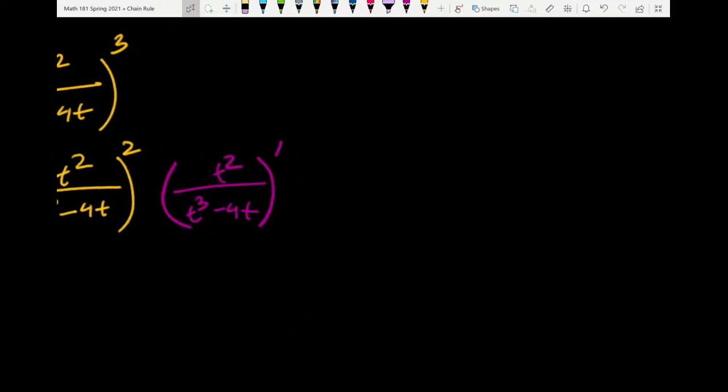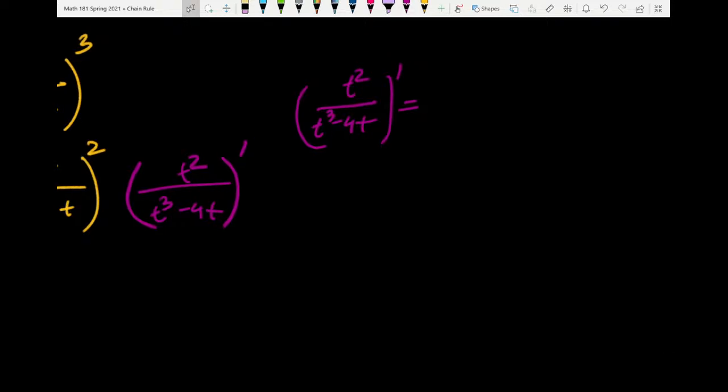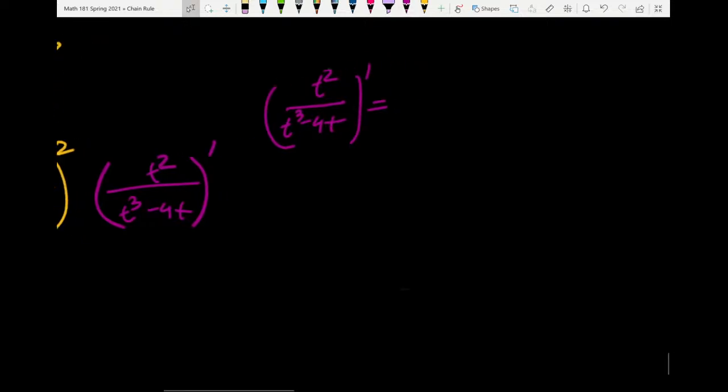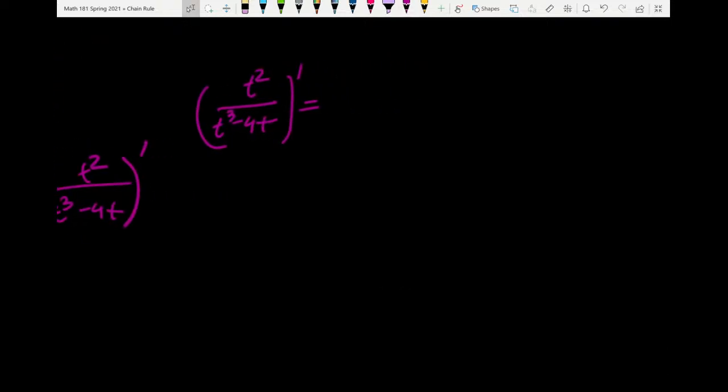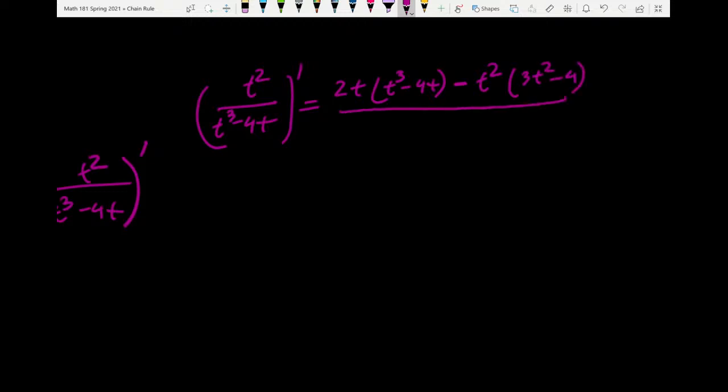All right, let's do the derivative of this. T square. So let's do the quotient rule over here. 2t times t cubed minus 4t, minus t square times the derivative, 3t square minus 4. And at the bottom would be t cubed minus 4t, squared.